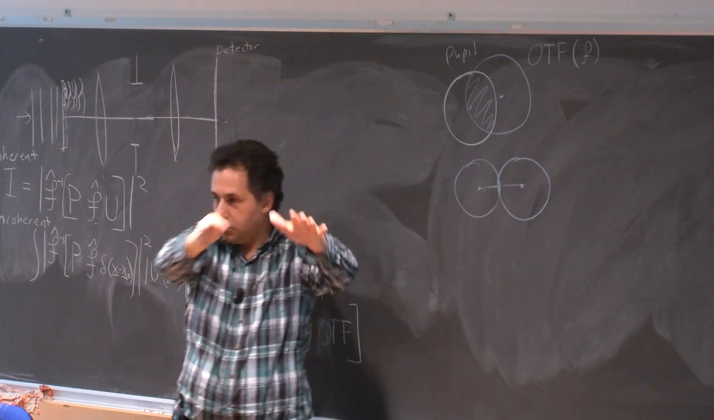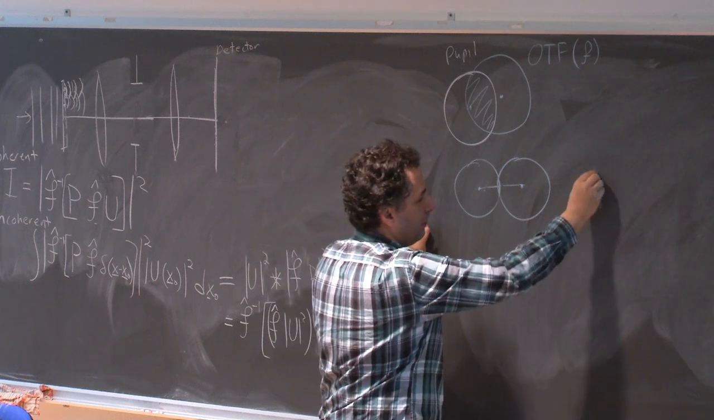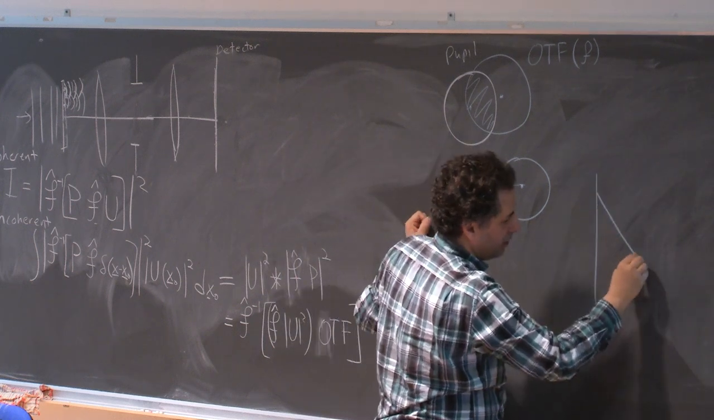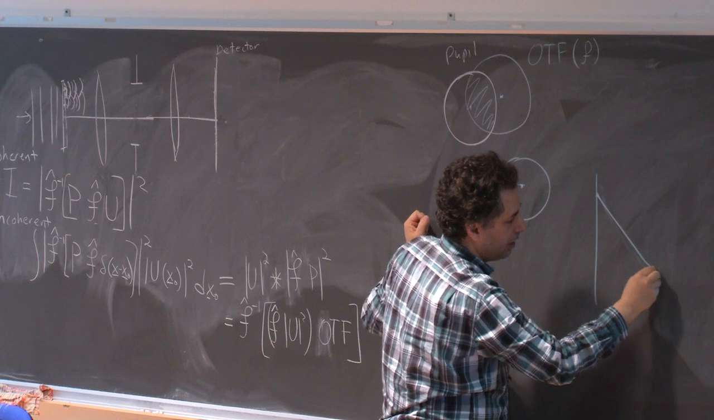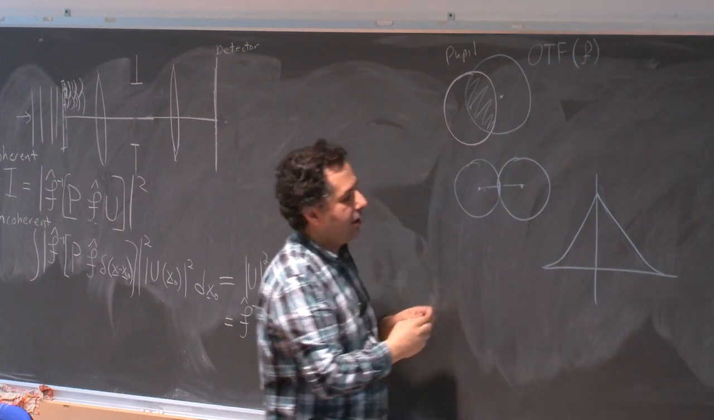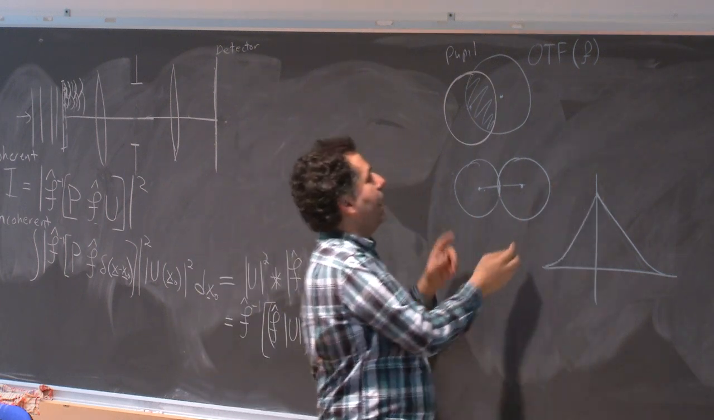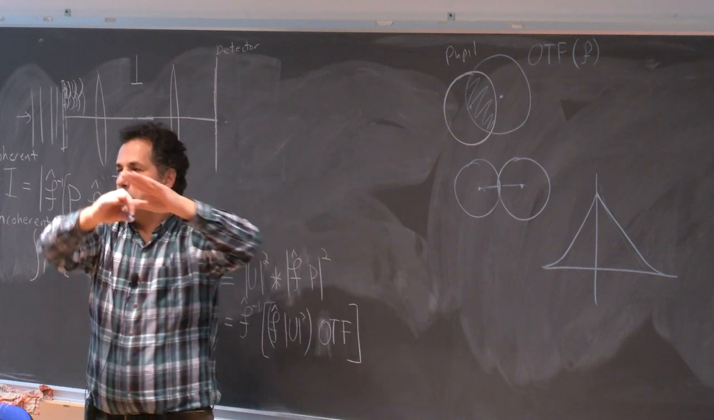Of course, it drops. So this OTF for a perfect system, if I plot it, looks very much like a triangle, and then it drops down like this. There's a closed form formula. Of course, if we have aberrations, we have to include those aberrations in our pupil, and this gets horrible.